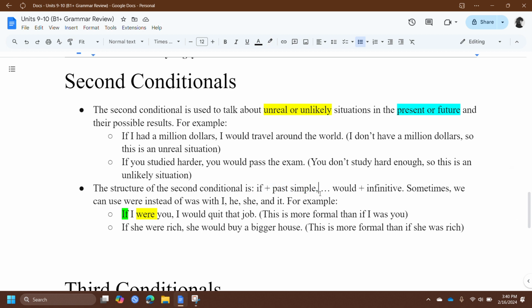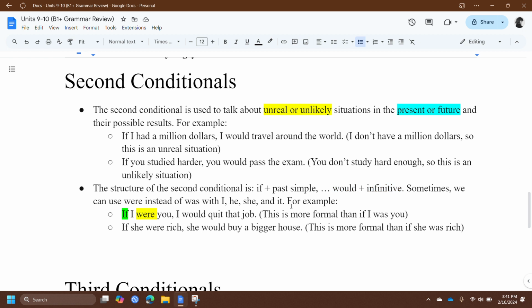So that's what this structure is also telling us. And then of course, if you're bringing it at the beginning, you need a comma after it. So we have our comma, and then it continues. In the main clause, you're using would plus an infinitive. Would plus a verb number one, if you will. And sometimes we can use were instead of was with I, he, she, and it as well. You can use were kind of every time instead of was as well. It will be correct, but it doesn't have a big difference.